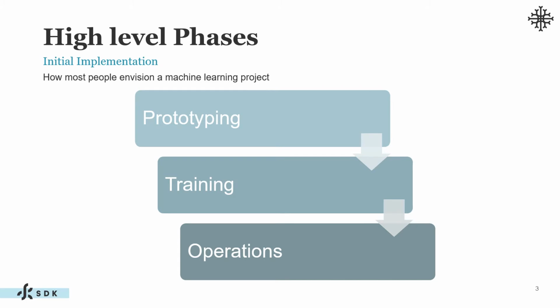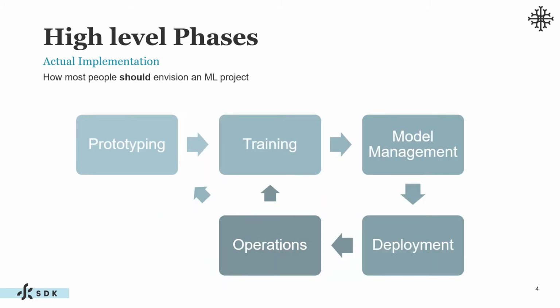One of the key problems we also see within machine learning projects is a lack of understanding of what an initial implementation would look like. Most people envision a machine learning project similar to a data analytics project, but it is much different. Most people assume that we would have our data scientists go into prototyping, then we need to move the model into training, and then suddenly we're in operations. However, that simply isn't true.